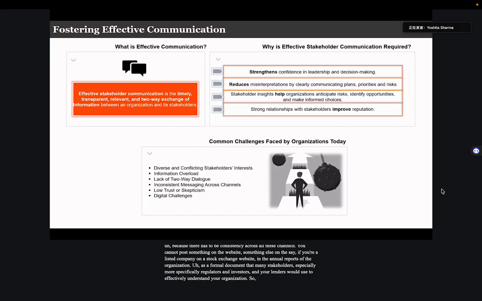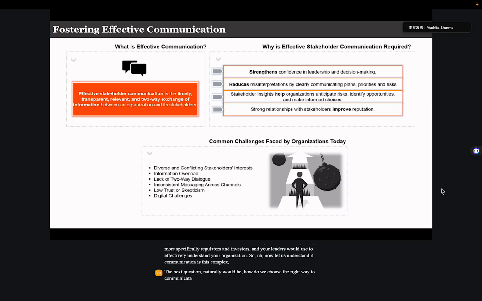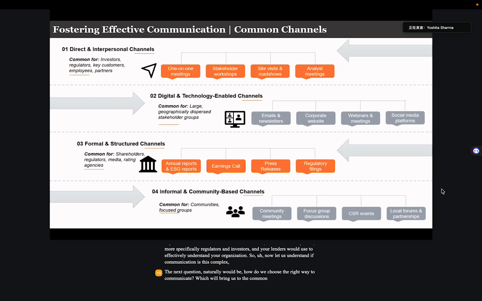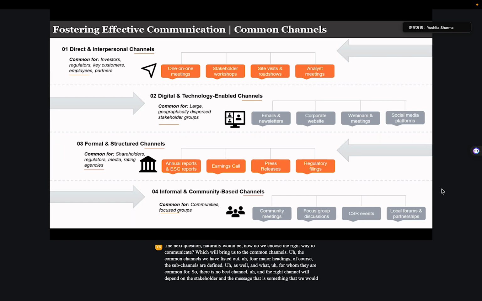So now let us understand, if communication is this complex, the next question naturally would be, how do we choose the right way to communicate? Which will bring us to the common channels. We have listed out four major headings. Of course, the sub channels are defined as well, and who they are common for. So there is no best channel, and the right channel will depend on the stakeholder and the message. That is something that we would want to highlight here.